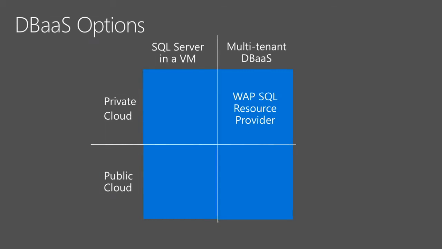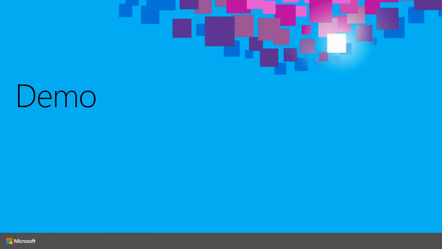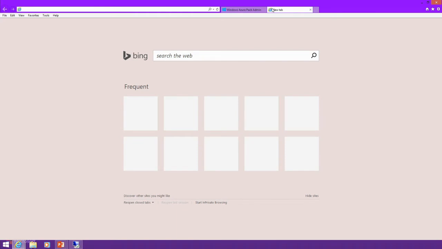And so with that, I'm going to go ahead and show you guys what this looks like in the tenant portal. And then we'll talk about how we set that up. So I'm going to take the role of a tenant of Azure Pack. And so my administrator has told me some URL that I need to go to access the portal.